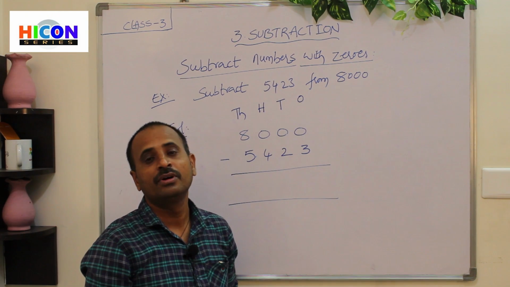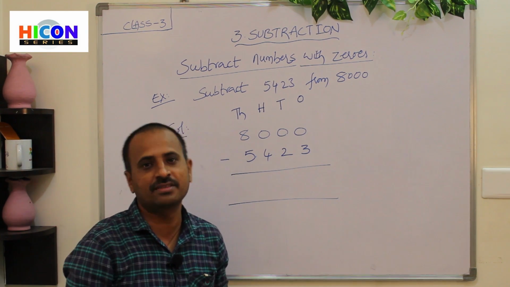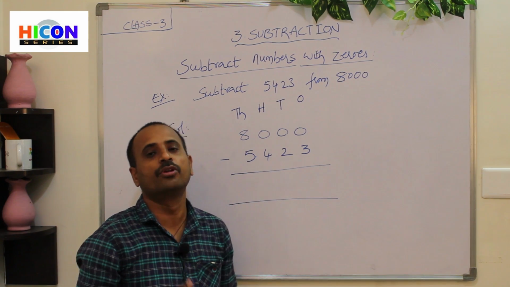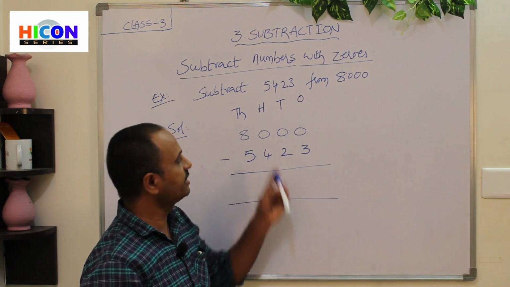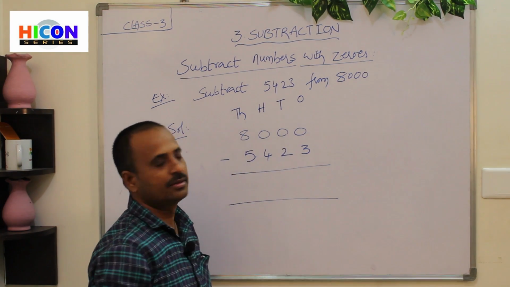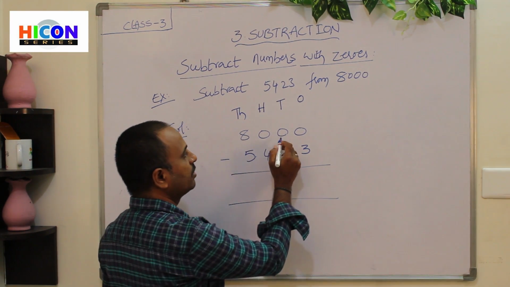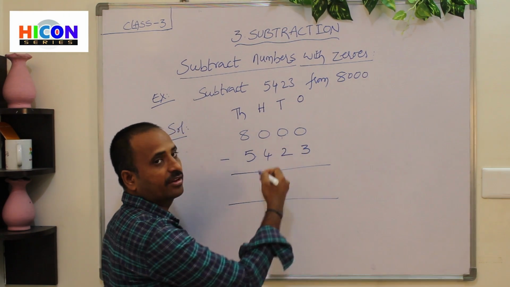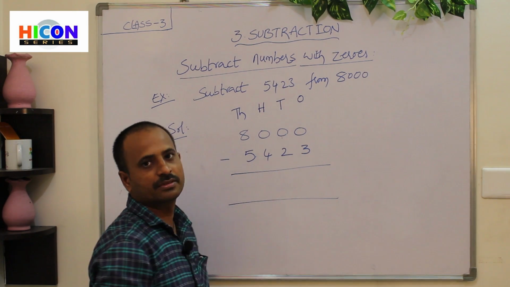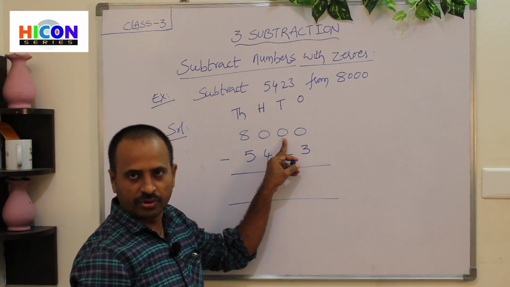Now what do we have to do? Already we have discussed in the previous exercise: if subtraction is not possible, then we have to regroup. So regroup the tens place. That means we have to borrow from the tens place. Now in the tens place, how many tens are there? Again there are 0 tens. That means there are no tens in the given place.